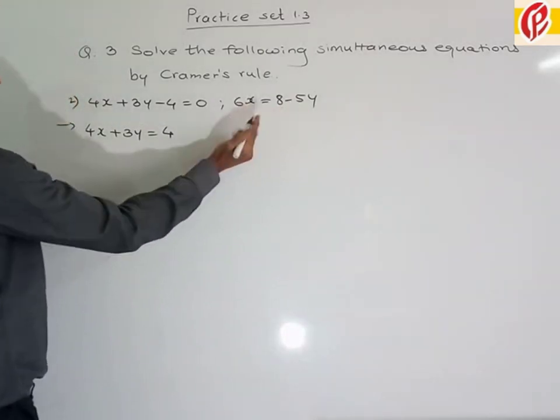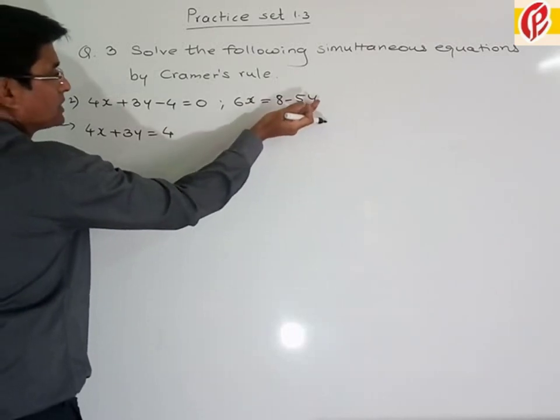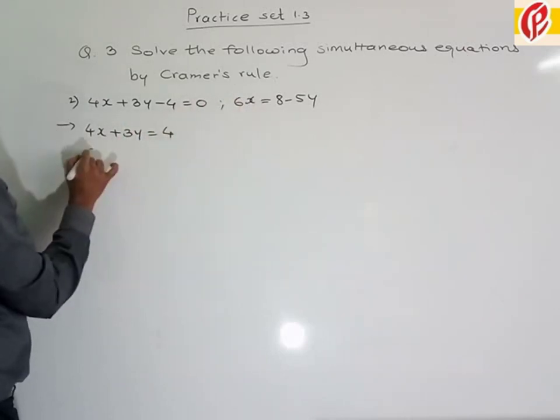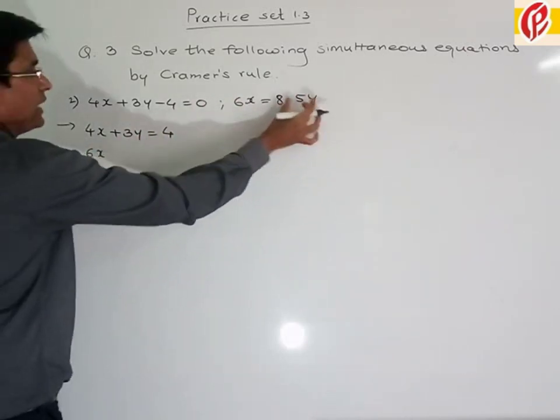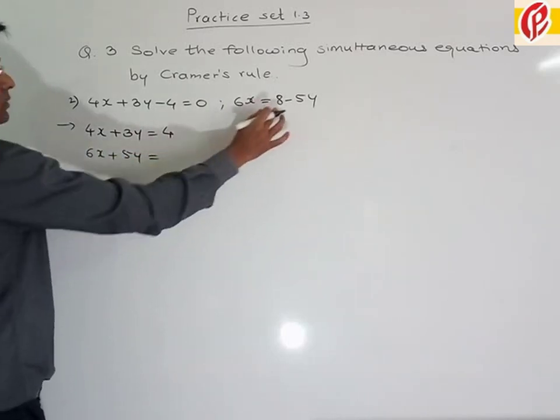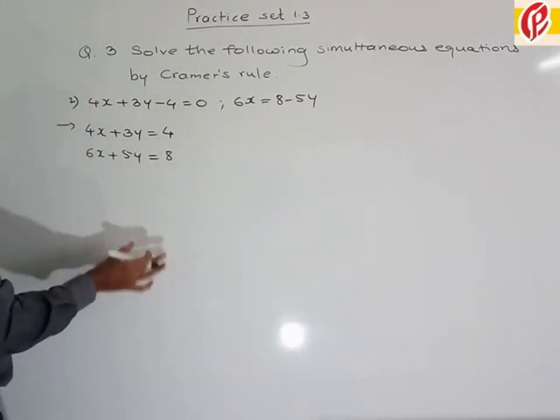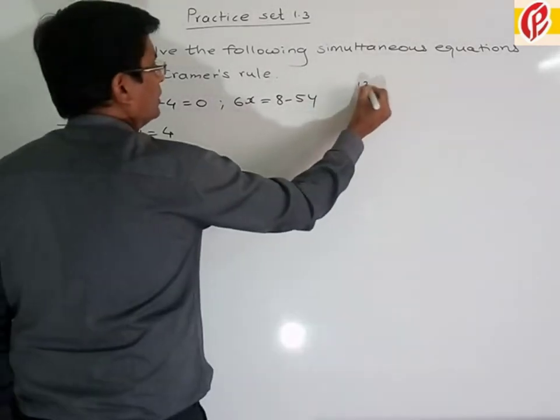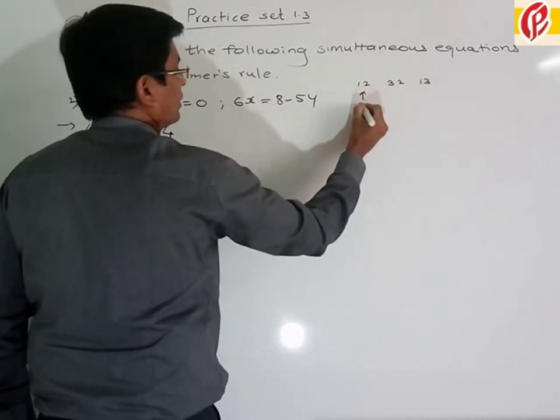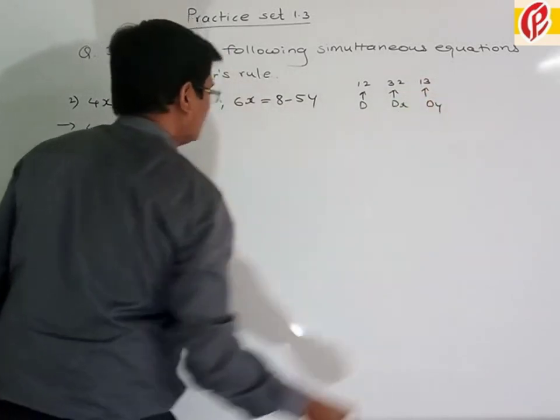And here the second equation, x is on the left side but y is on the right side. You will have to move this minus 5y to the left side. So I will write first 6x, this minus 5y will be plus 5y and is equal to 8. It is already on the right side, so as it is. Now I will write the numbers 12, 32, 13. 12 is for D, 32 is for dx, and this is for dy.